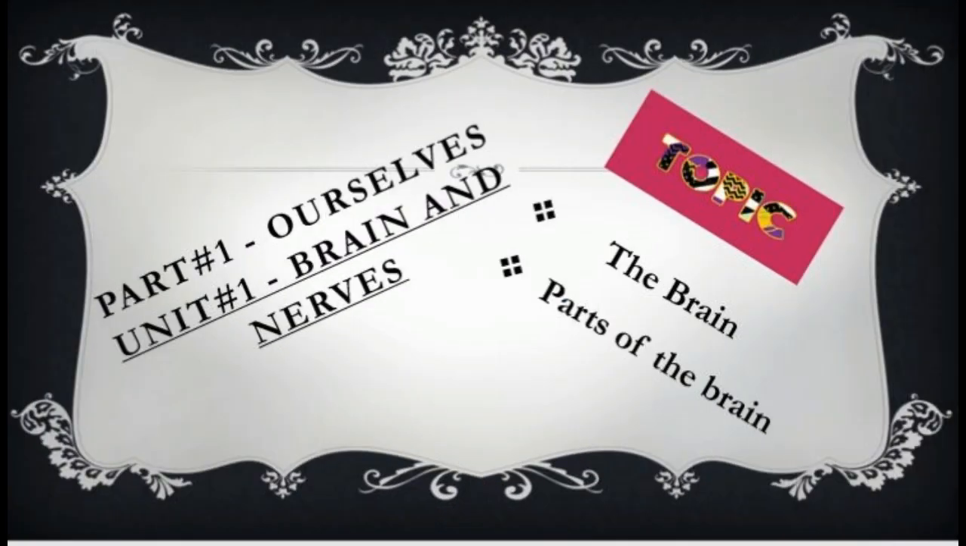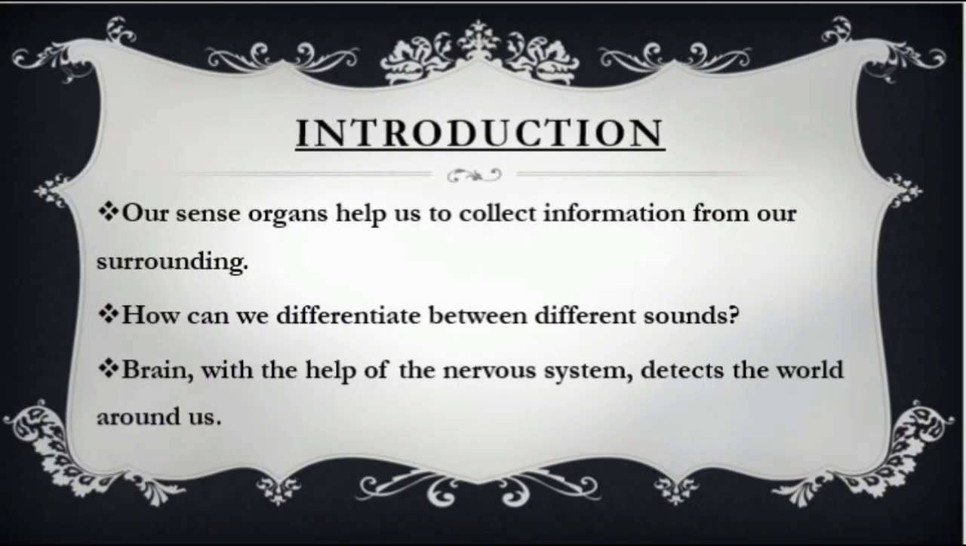Today I want to start our new unit. It is taken from part 1 of your textbook, with the title, Ourselves. The name of the unit is Brain and Nerves. In today's lesson, I will explain the human brain, its main parts and the functions of all these parts. Let's start today's lesson with a brief introduction.